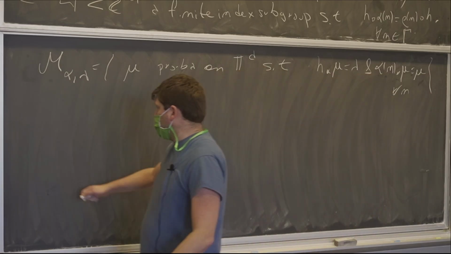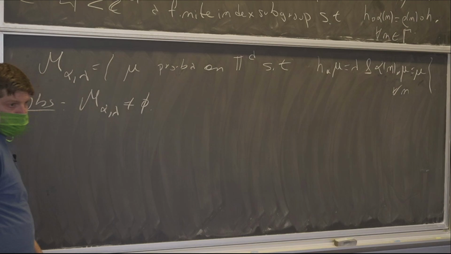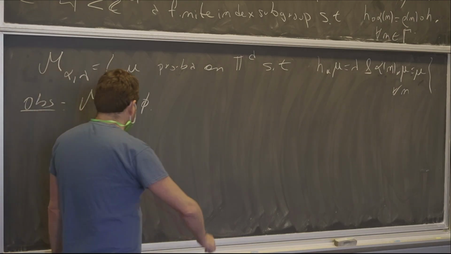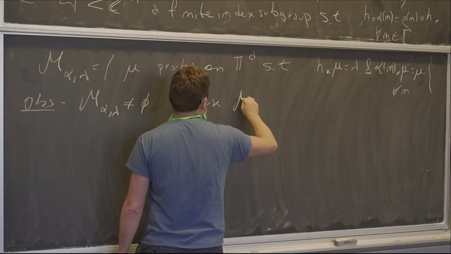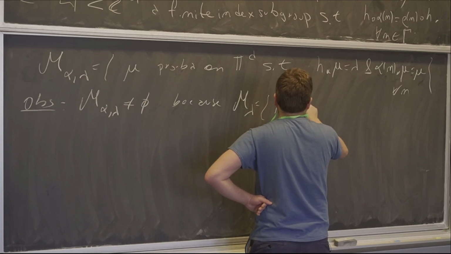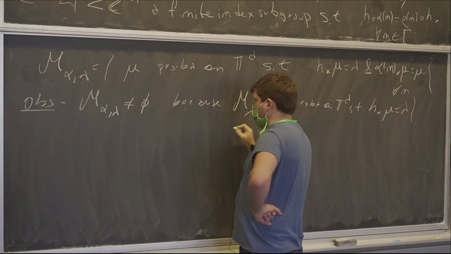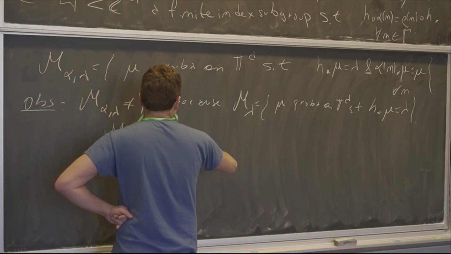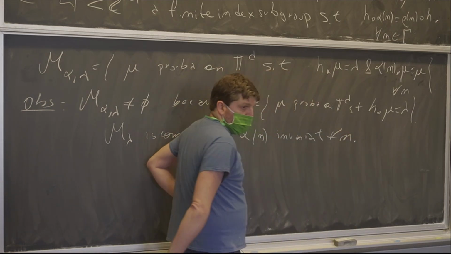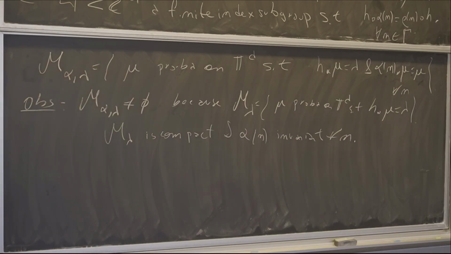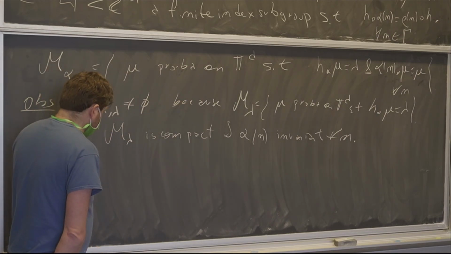Now the observation is that M alpha lambda is actually non-empty. Okay, and the reason why it is not empty, and actually the ergodic elements there are non-empty, is because we can define M lambda, which is all the probability measures mu on TD, such that H star mu equals lambda, and this set is compact and alpha invariant. Here again is where I'm using that lambda is an invariant measure for rho. And then once I have compact invariance, I can average here and produce an invariant measure. And the fact that this is ergodic is not a problem.